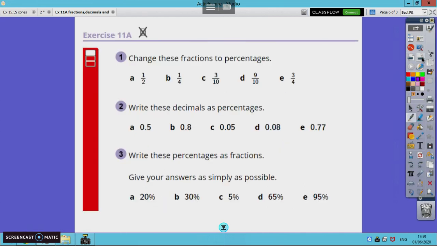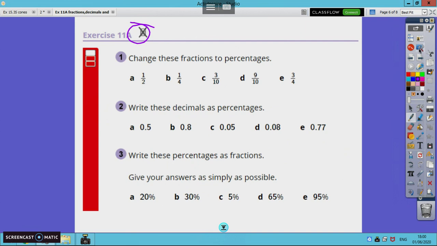So let's look at the questions I'd like you to do. I've got 3 questions from exercise 11A from your textbooks to do. Look at this sign up here, no calculator, thank you very much. Question 1, fractions to percentages. Question 2, decimals to percentages. And then question 3, percentages as fractions. Okay, you should all be able to have a good go at this. So altogether you've got 15 questions really to do there.